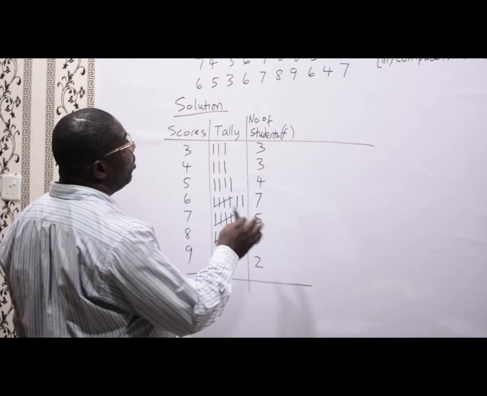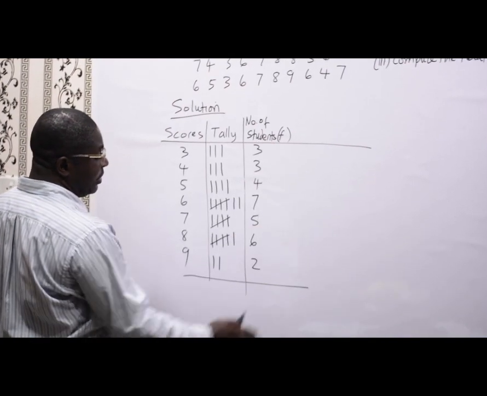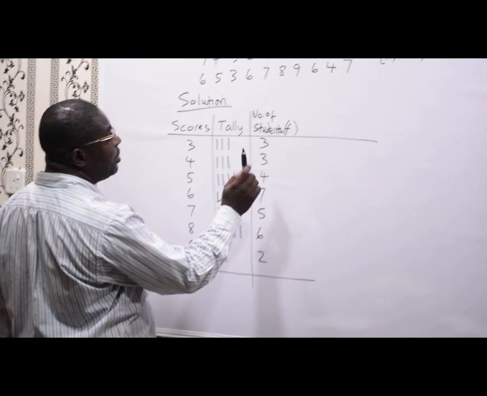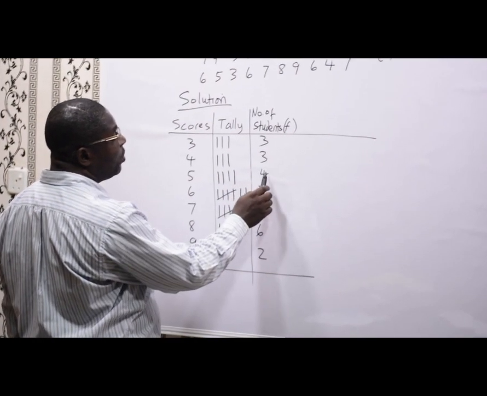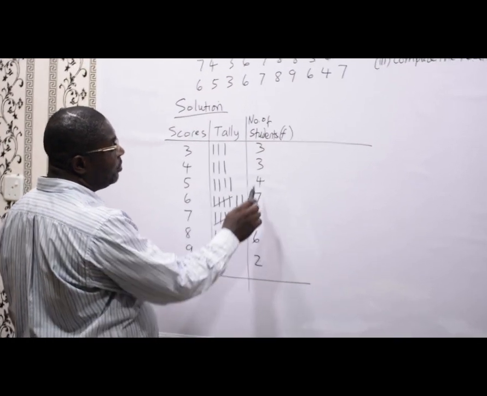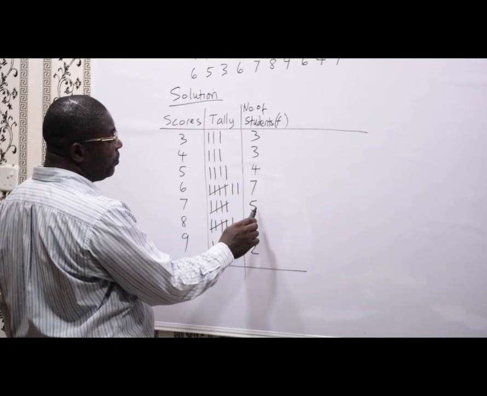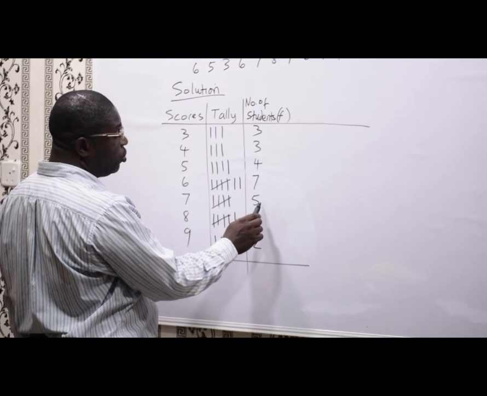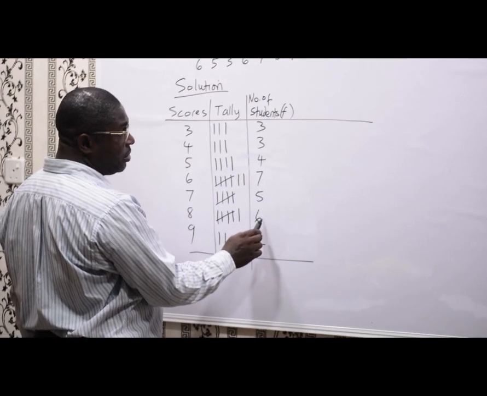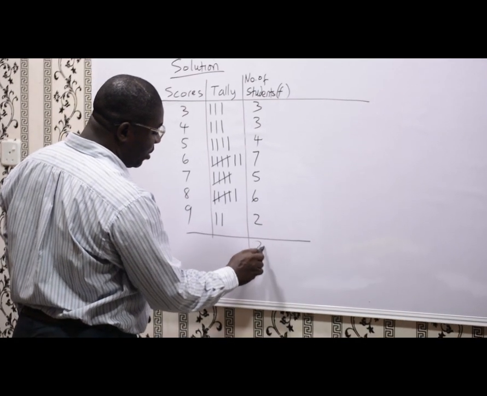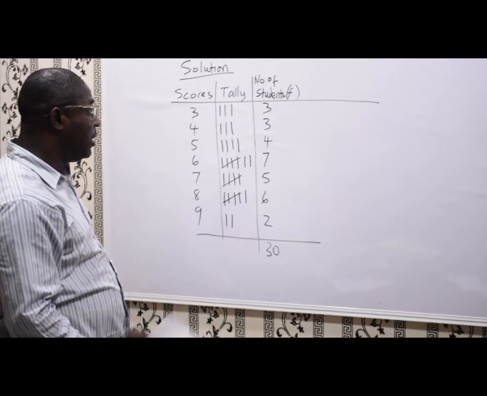Alright, let's add up whether we will get 30. So 3 plus 3, 6. 6 plus 4, 10. 10 plus 7, 17. 17 plus 5, 22. 22 plus 6, 28. 28 plus 2, 30. So we're correct with our tally count, 30.